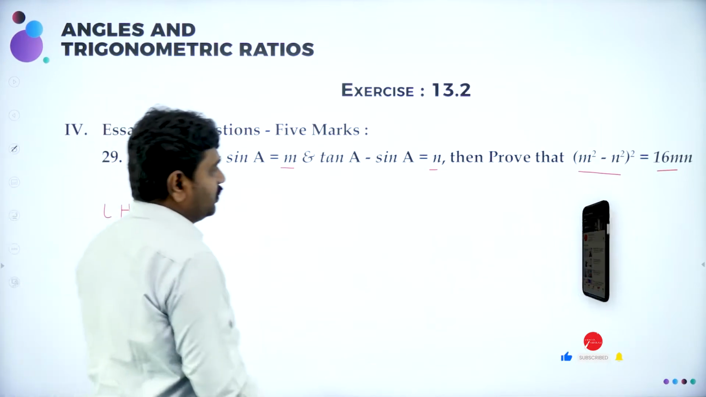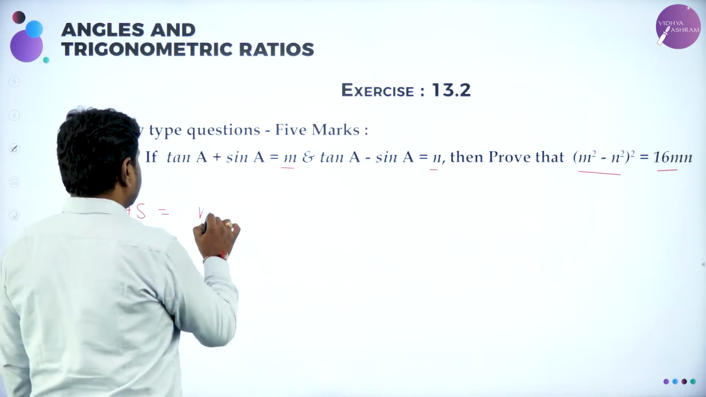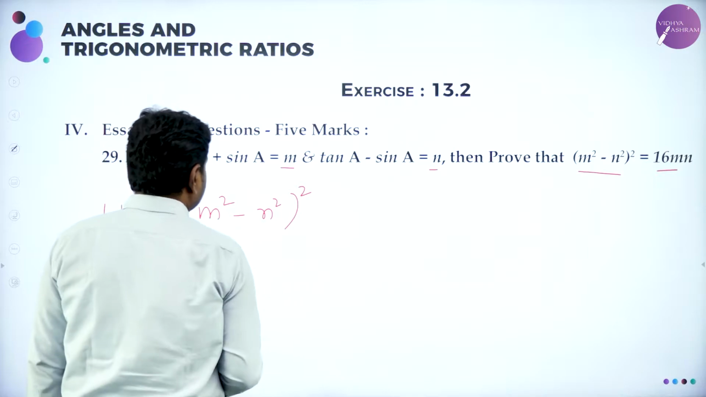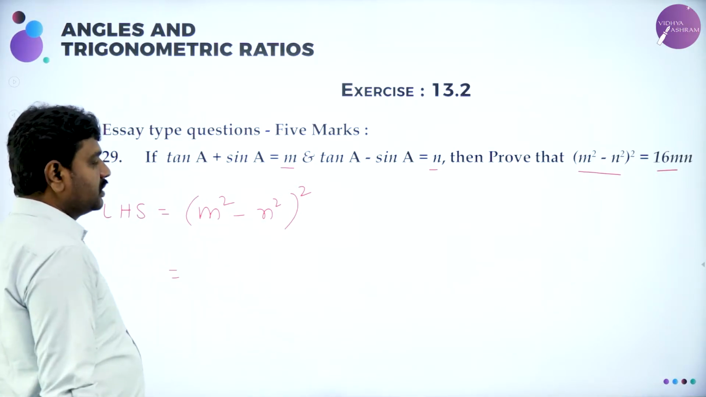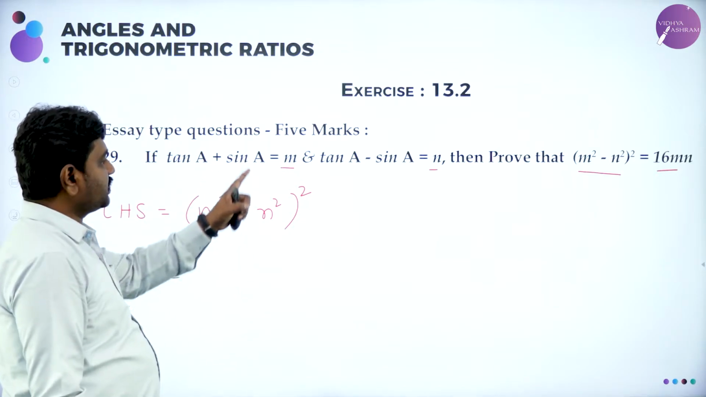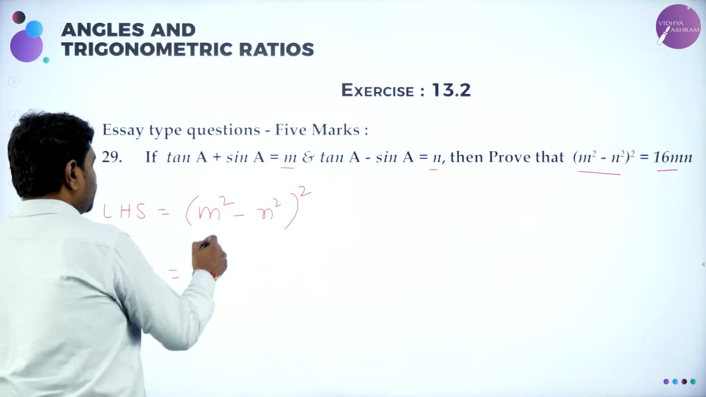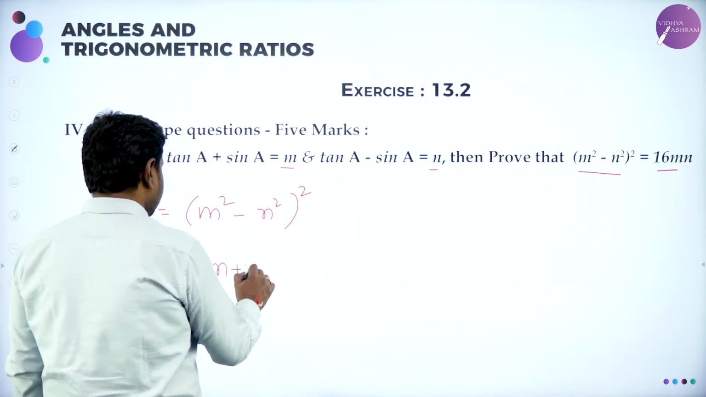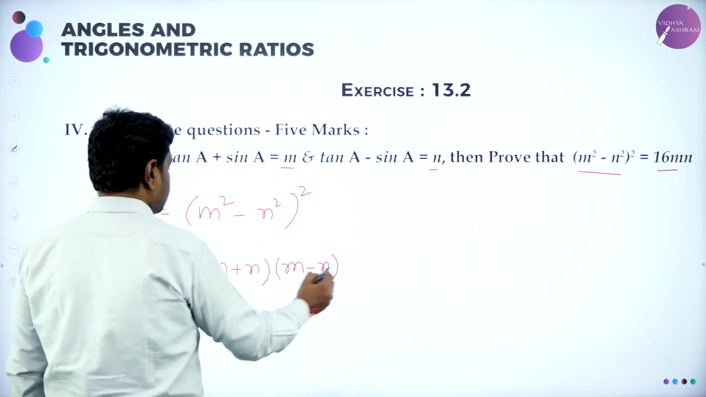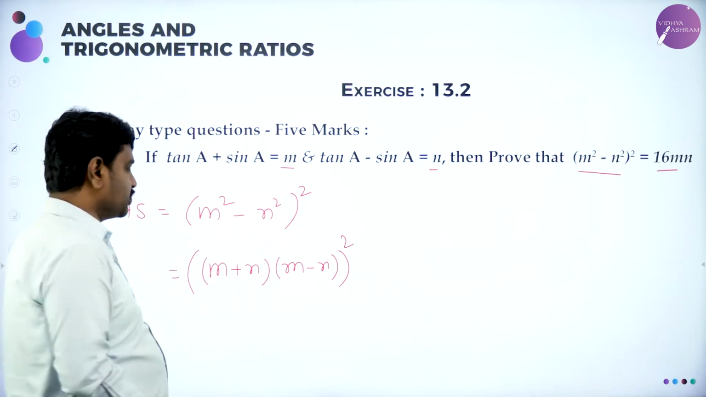What is LHS they give? M square minus n square whole square. So now dear students, m square minus n square means tan a plus sin a the whole square minus tan a minus sin a the whole square, whole square. So what I will do, can I write it as m plus n into m minus n whole square? You know, a square minus b square can be written as a plus b into a minus b.